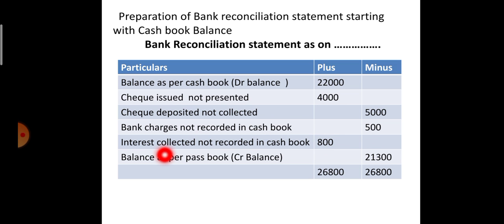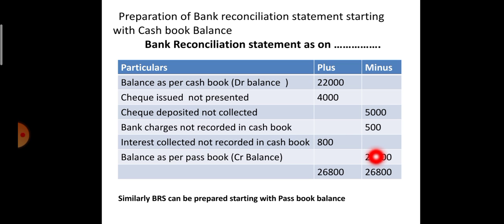In the next video we will discuss in detail the more reasons due to which a difference arises, and also the methods of preparing a BRS. Similarly, a BRS can be prepared starting with the passbook balance also. The same question: we can start with 21,300 here, and then these items will be added and deducted, and at the end we will get the cash book balance as 22,000.